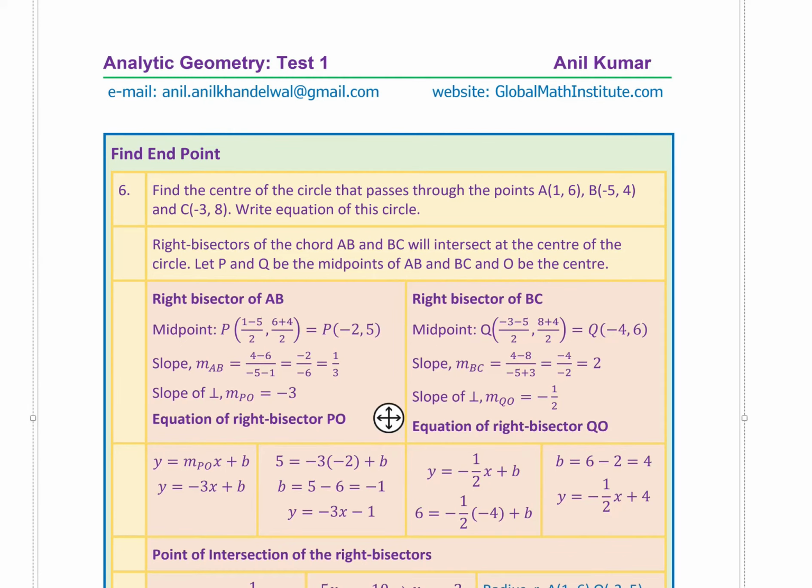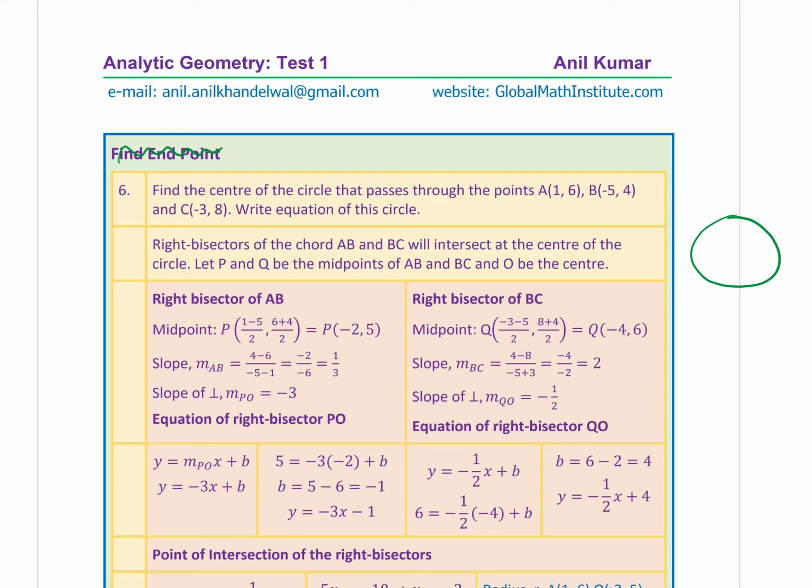Now let's take another very important question from this test paper. This is actually of maximum marks in this particular test paper. The question is, find the center of the circle that passes through the points A, B, and C. Write the equation of the circle, correct? So in this particular case, we have to actually find the center of the circle. Now, the concept here is, we're given 3 points A, B, and C.